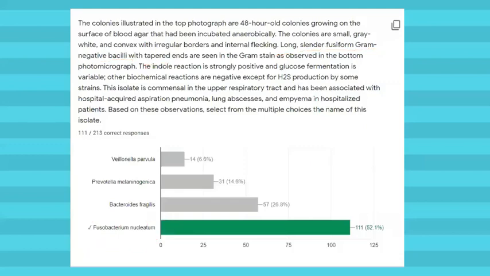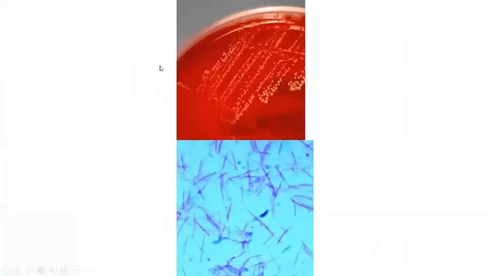Fusobacterium nucleatum is commensal in the upper respiratory tract. However, it has been associated with hospital-acquired pneumonia, lung abscesses, and empyema. So this is the picture actually. As you can see, you have here bacilli with tapered ends.